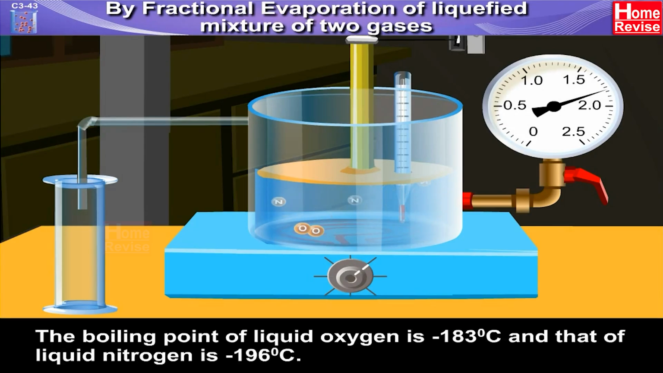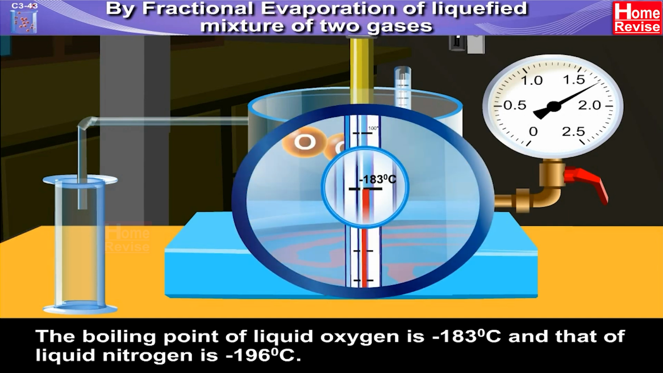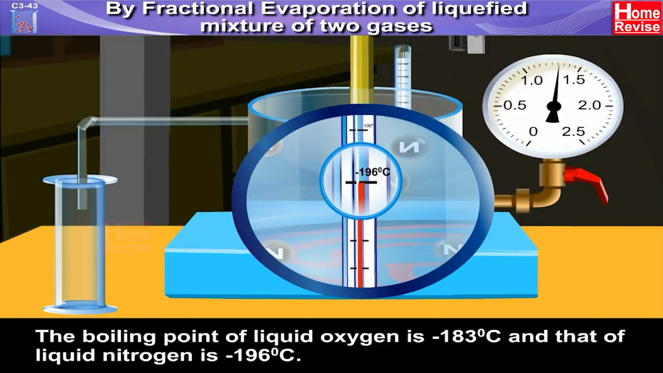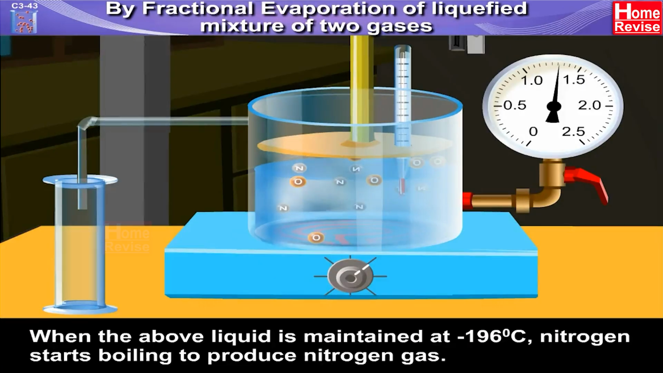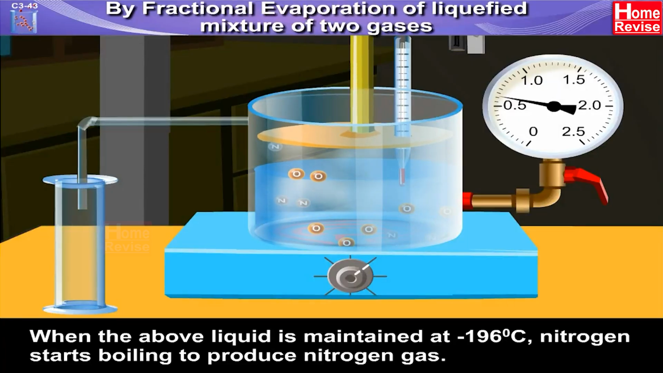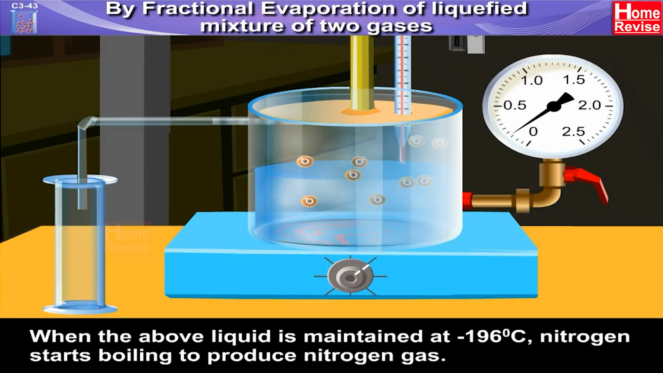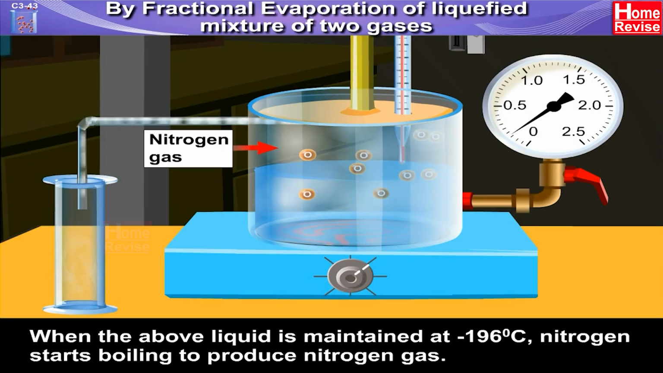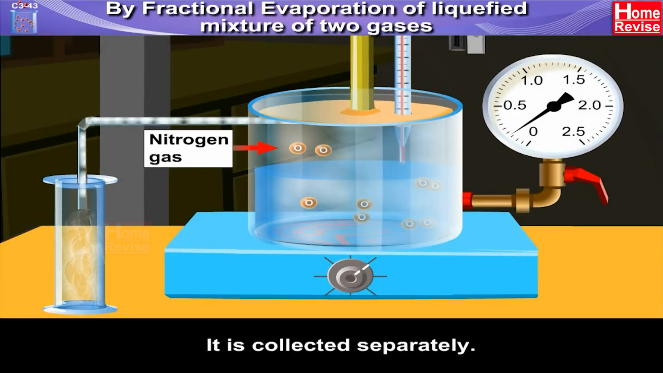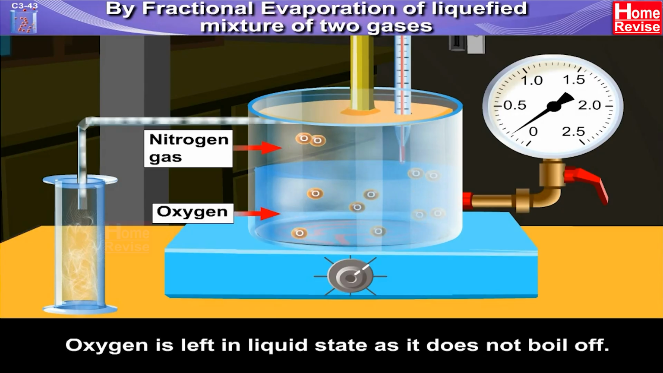The boiling point of liquid oxygen is minus 183 degrees Celsius and that of liquid nitrogen is minus 196 degrees Celsius. When the above liquid is maintained at minus 196 degrees Celsius, nitrogen starts boiling to produce nitrogen gas. It is collected separately. Oxygen is left in liquid state and it does not boil off.